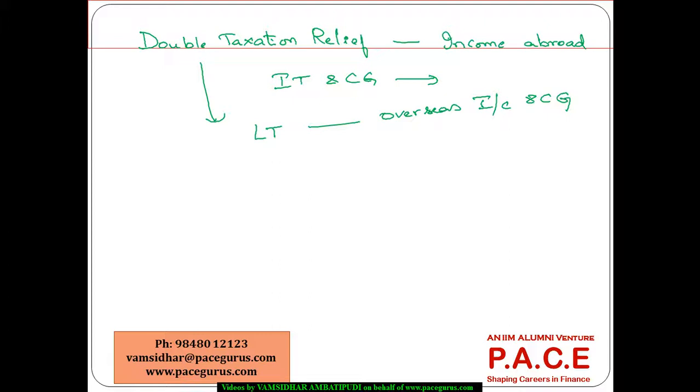But the maximum offset is subject to the maximum tax that they are supposed to pay locally. So even if they have paid more than that local tax liability abroad, there is not going to be any kind of refund for them. But if they have paid a smaller amount abroad, the balance has to be paid in the domestic country. So this kind of mechanism is called a double taxation relief.